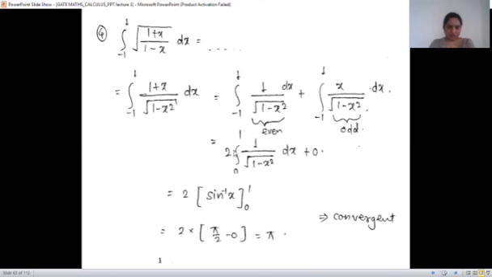But this integration is a standard one. This is sine inverse x from 0 to 1. So sine inverse 1. Sine of which value is 1? Sine pi by 2 is 1. Right? So it is 2 into pi by 2 minus sine inverse 0, which is 0. That is 2 into pi by 2, that is pi. So the answer is pi. Good.